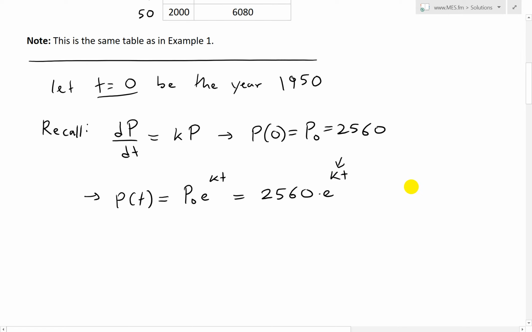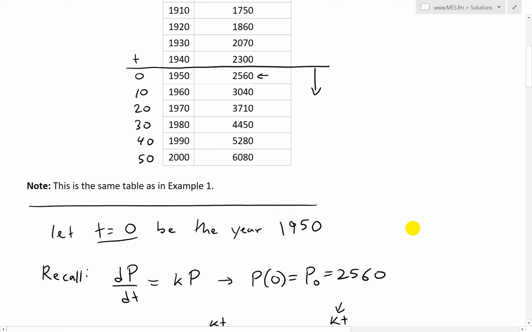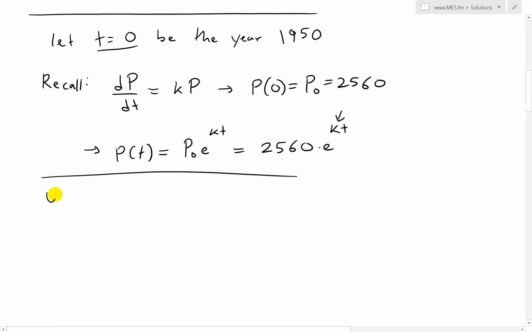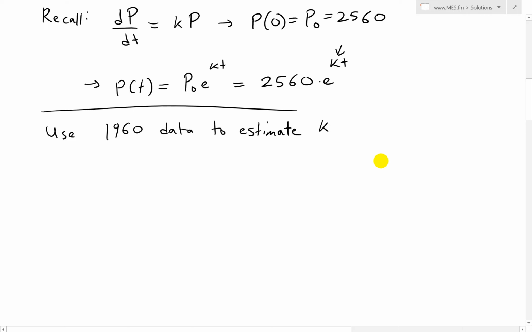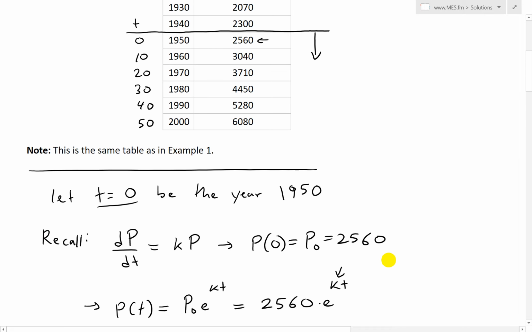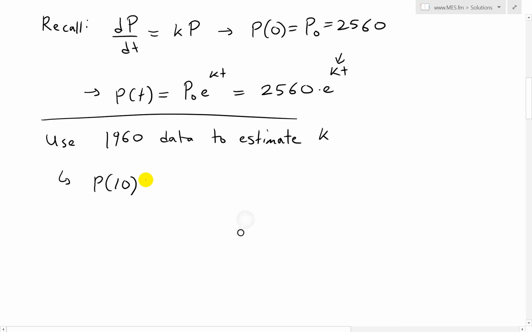One way of doing that is to pick the next point, 1960. So I'll write: use 1960 data to estimate k. We could just pick this one to estimate k. Basically 1960 is the same thing as writing P(10), because 10 years after 1950 is 1960, and now we're plugging in this 3,040, or 3,040 million people. That's what this value is.